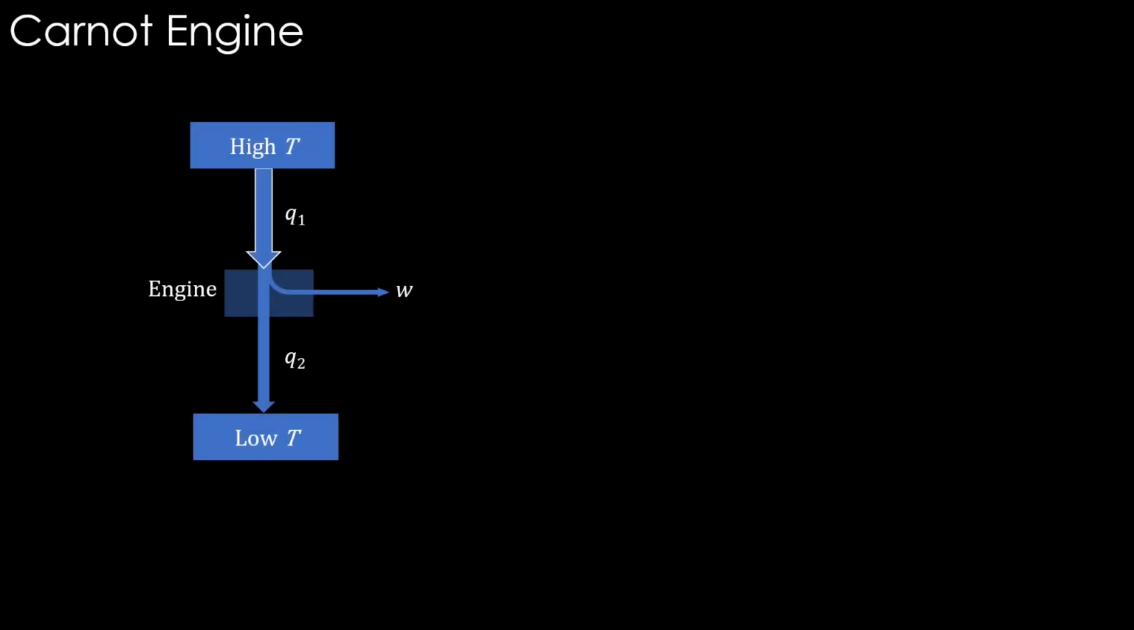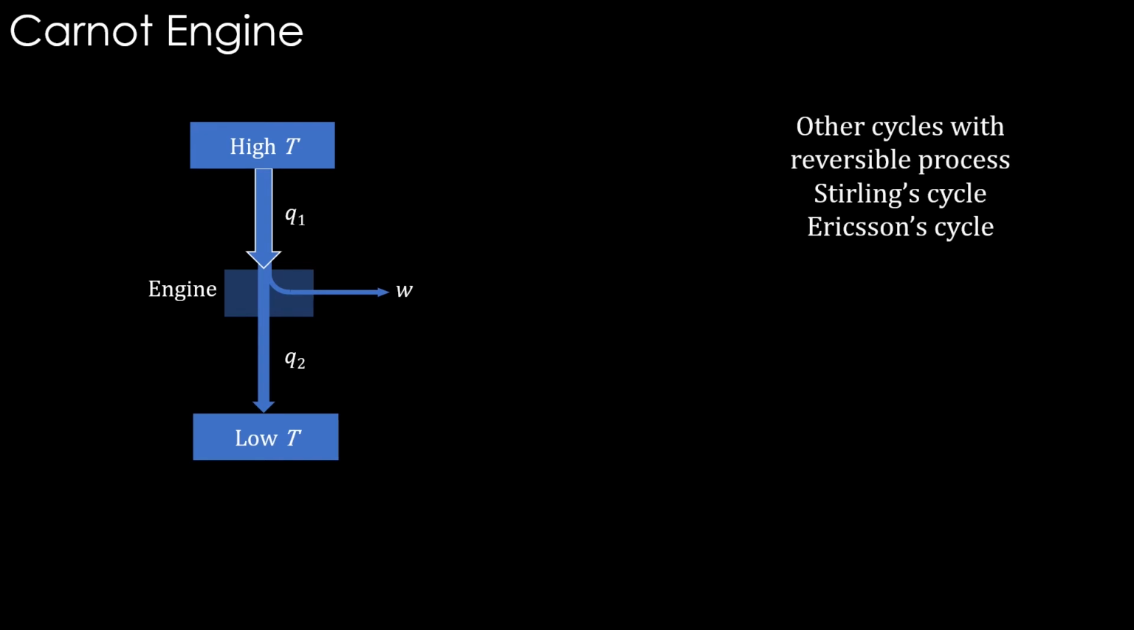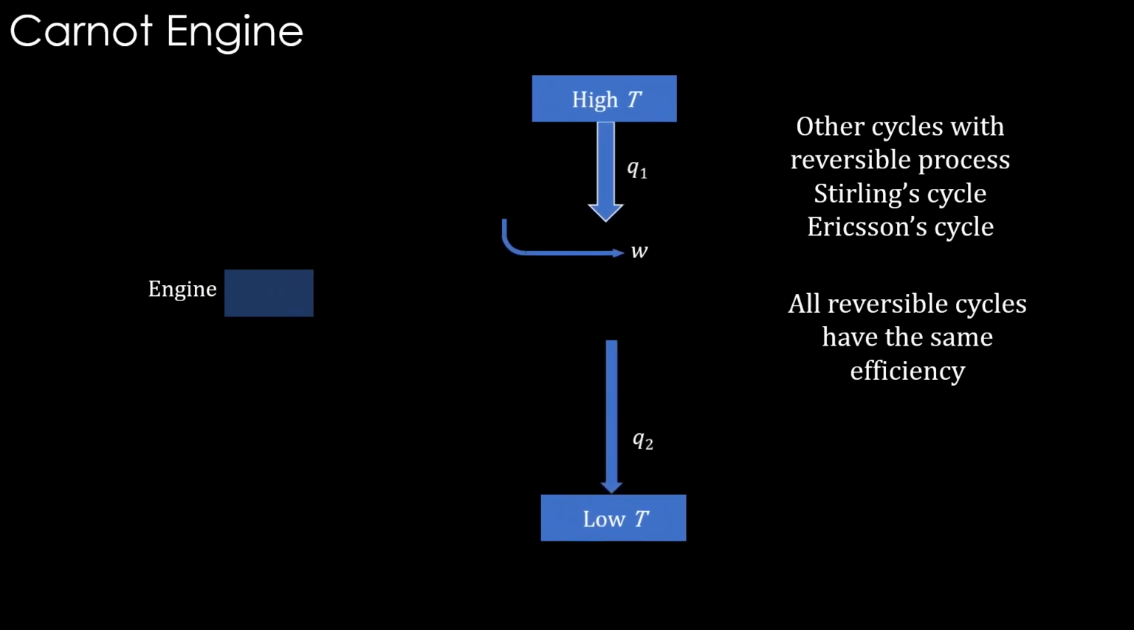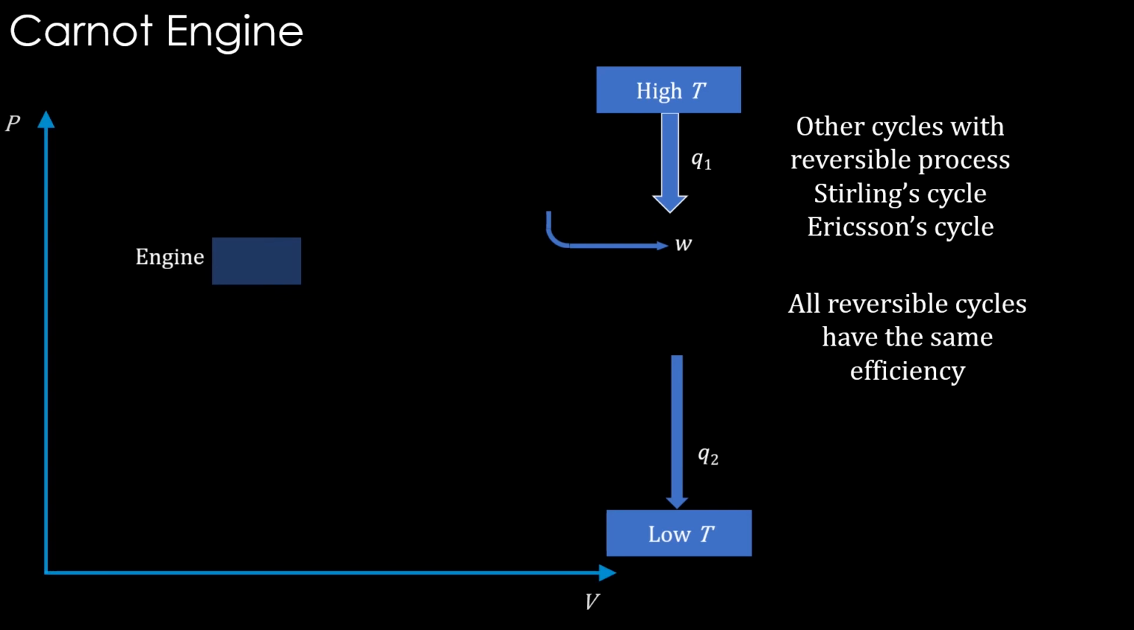Carnot proposed an engine which has only reversible steps, which will yield a net amount of work. There are other engines with cycles called the Stirling cycle or Ericsson cycle, which also use only reversible steps. They all have the same efficiency. Here we will focus only on the Carnot engine. Let's represent the Carnot engine's reversible steps in a PV space.